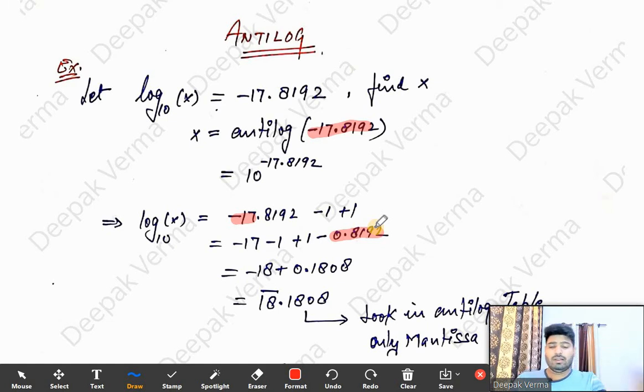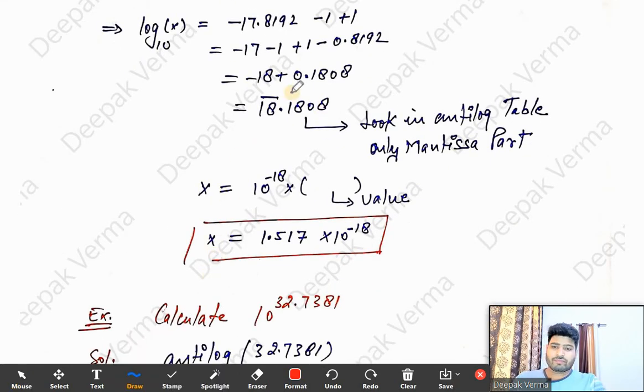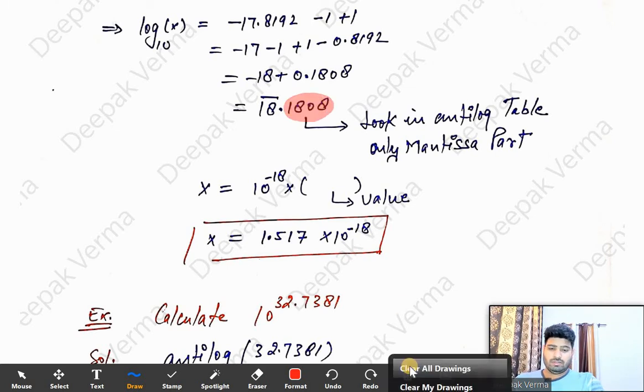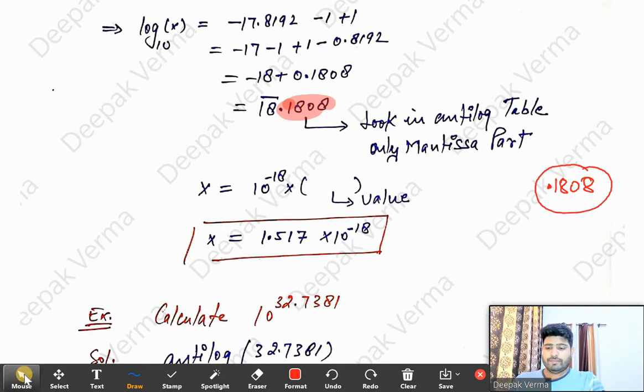For that we will do minus 1 plus 1. Got it? So minus 17 minus 1 is minus 18. 1 minus 0.8192, you can calculate yourself. It comes out to be 0.1808. Got it? So now we require the antilog table, and we find the antilog of only the mantissa part, that is 0.1808. Okay, now we need the antilog table.